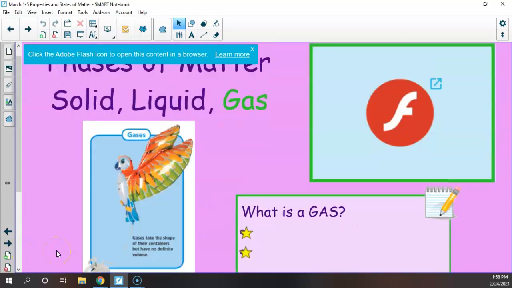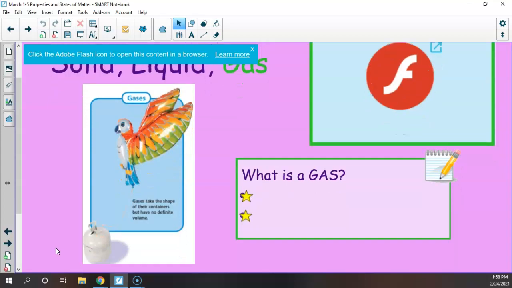And our last phase of matter is gas. Now, what is a gas? Gases are pretty fluid. They can change quite a bit. It doesn't have a definite shape. It will take whatever shape of cylinder that it's in, or box that it's in, or a room. Think about the room you're sitting in right now. It is filled with a gas that allows you to breathe.